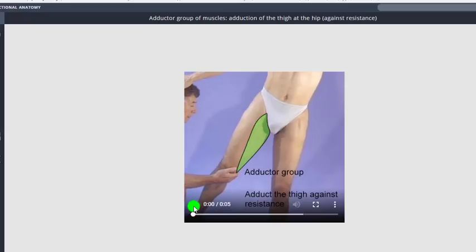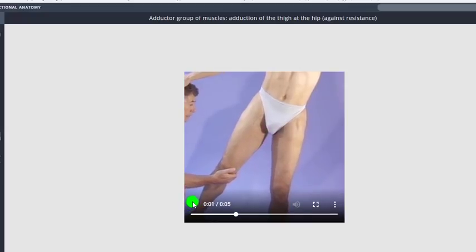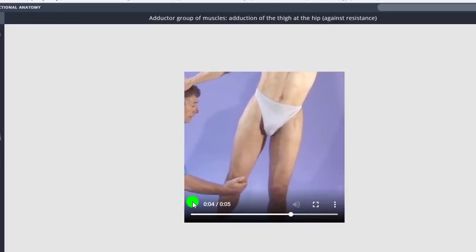Surface anatomy of adductor group, and this is the action: adduction of the thigh at the hip joint.